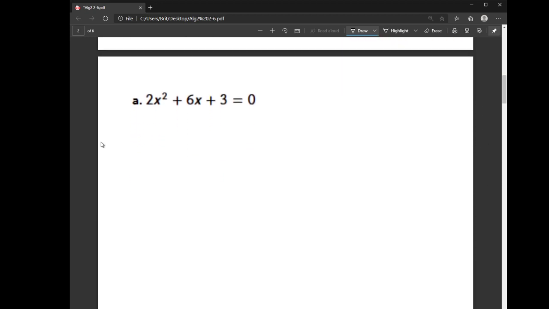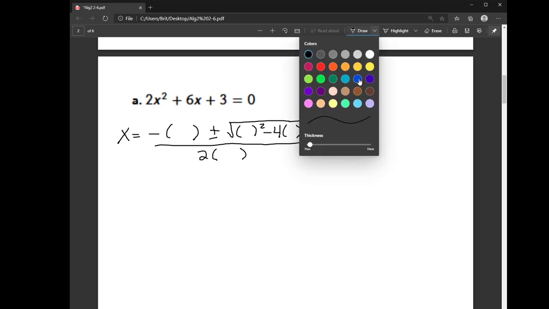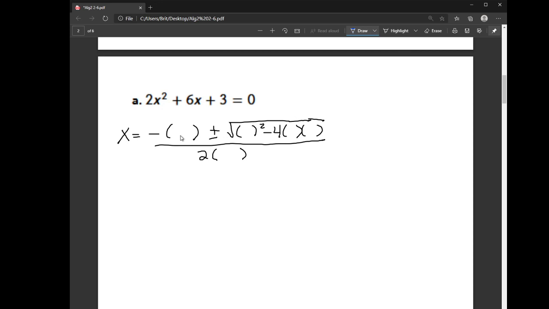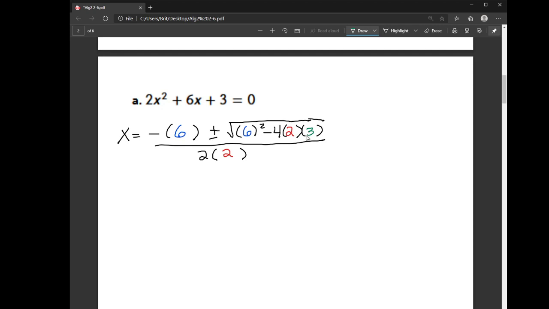Alright, another one. So as you can see, the process for simplification is pretty much the same thing every single time. That little end part there with the factor tree can sometimes be a little different, but it's really not too bad. Alright, so our first 2 blanks is the b value, which is 6. Our second two blanks is the a value, which is 2. And our last blank is our c value, which is 3.